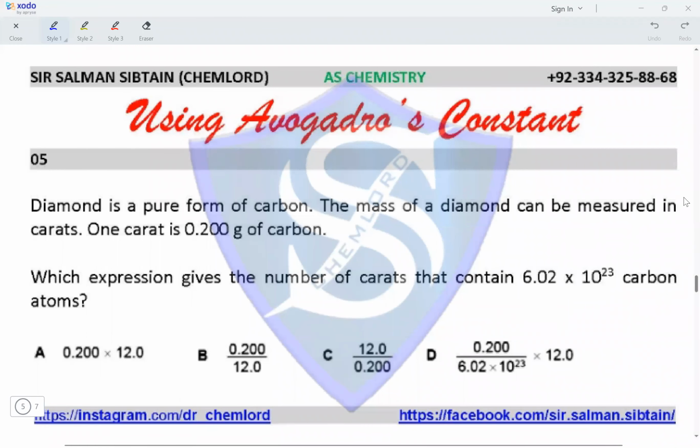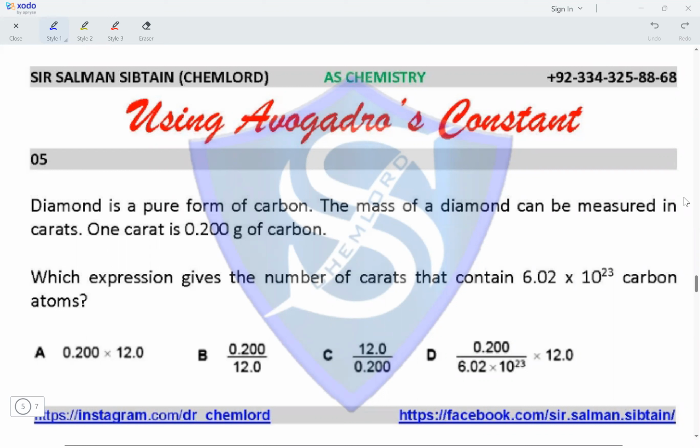Question 5. Diamond is a pure form of carbon. The mass of a diamond can be measured in carats. 1 carat is 0.200 grams of carbon. Which expression gives the number of carats that contains 6.02 into 10 to the power 23 carbon atoms?